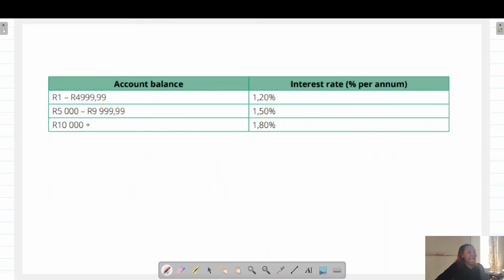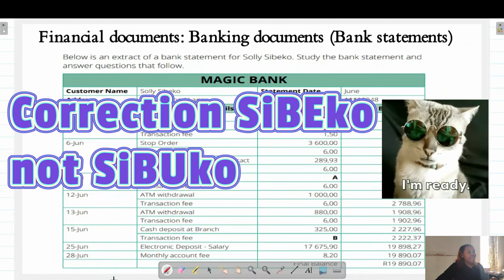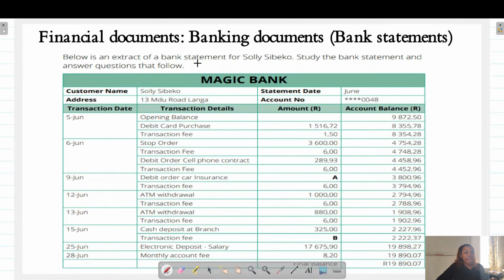Alright, so like I mentioned, we are going to be analyzing a bank statement for Solly Sibugo. So let's just have a look at this. Below is an extract of a bank statement for Solly Sibugo. Study the bank statement and answer the questions that follow.